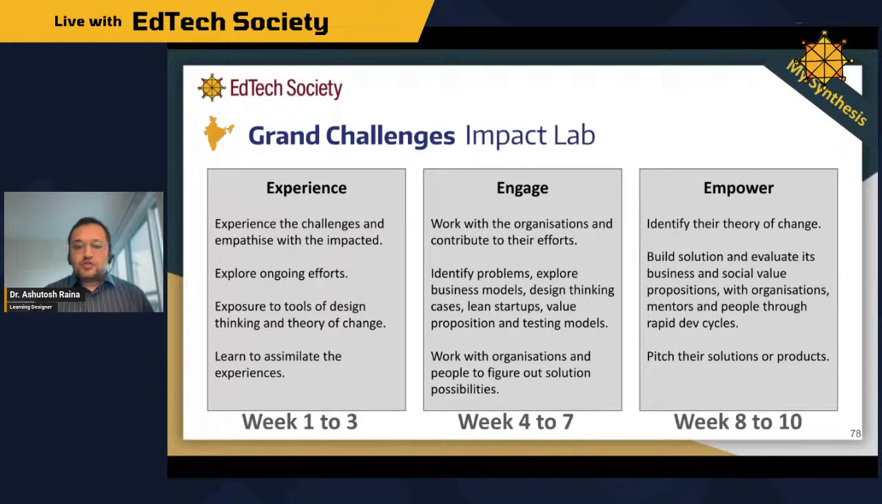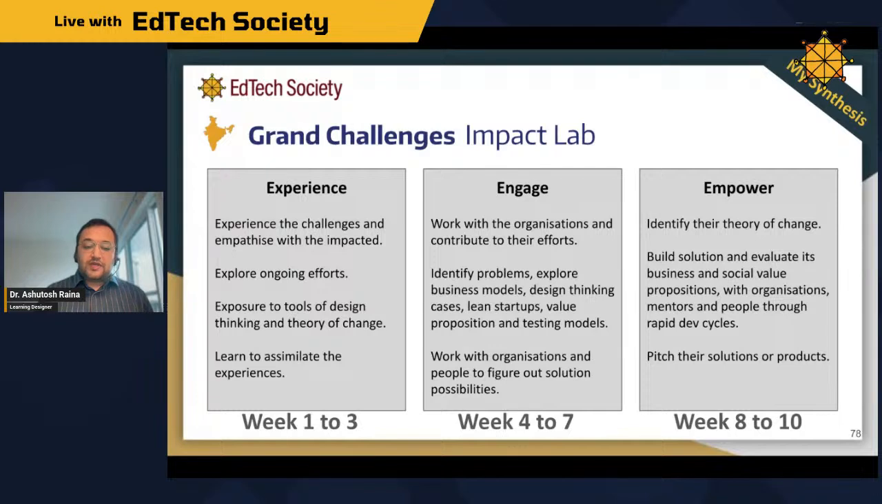Now, in weeks 4 to 7, they engage more, because now they're working with their organizations and contributing to the efforts of the organization. These organizations have been trying for a long time to create an impact in certain areas. They try to identify problems. With this, they also explore things like the business model of the problem. They look at design thinking case studies, they look at lean startups, they look at what we mean by a value proposition, and what the different ways are to test certain models.